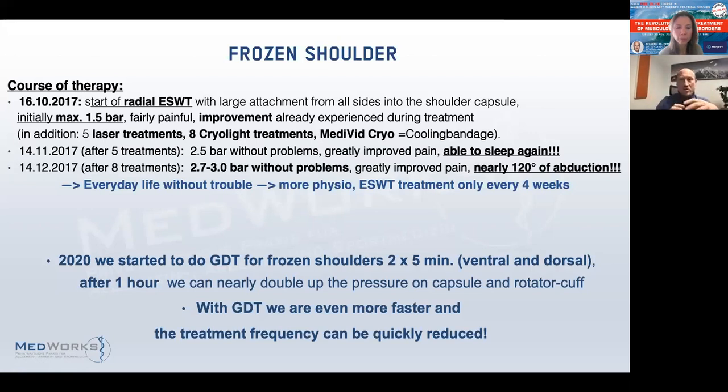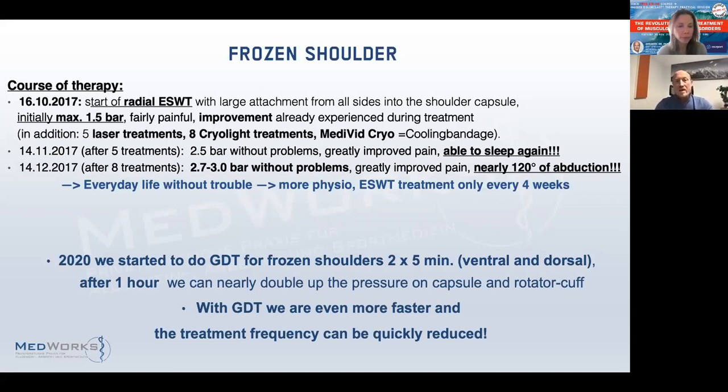Now I only use the high power laser with shockwave for the frozen shoulders because you can start with much higher pressure with much less pain, and that's really great. At this time I didn't have it, but the cryolite and the shockwave brought us to a very good result. After 5 treatments, we had 2.5 bar, and she was able to sleep without any pain in the night, which is very typical for frozen shoulders, that they cannot sleep because the pain in the night is so strong.